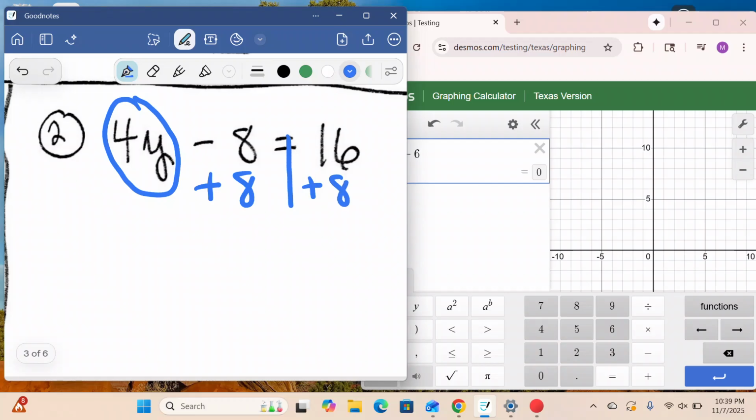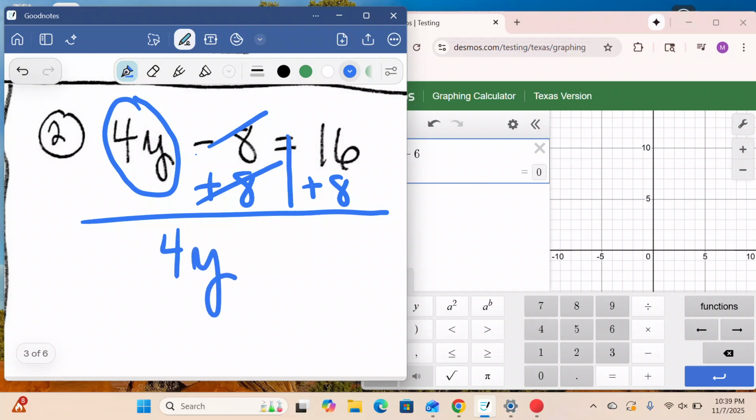So I'm going to do positive 8. I like to do my line so I can distinguish it and separate my work. I have a negative 8 and a positive 8. That gives me 0. That leaves me my 4y by himself on this side. And it's going to bring down my equal sign.